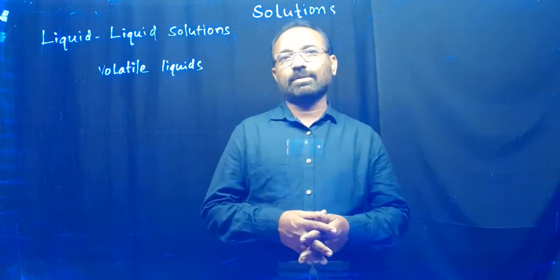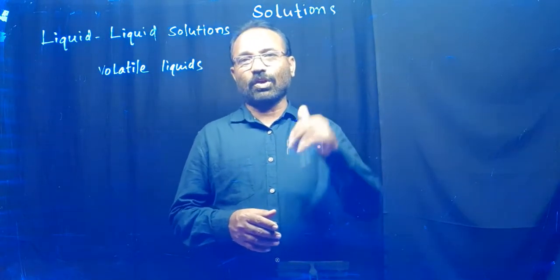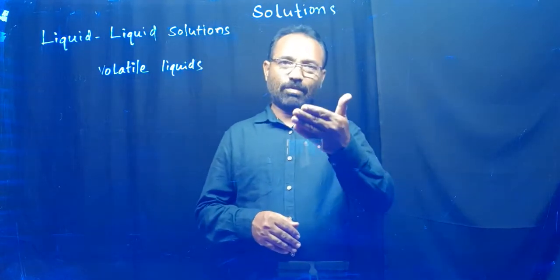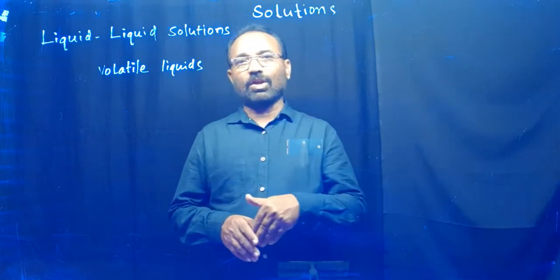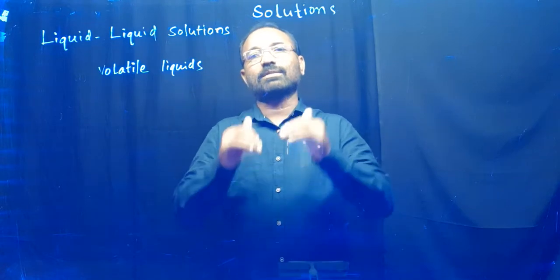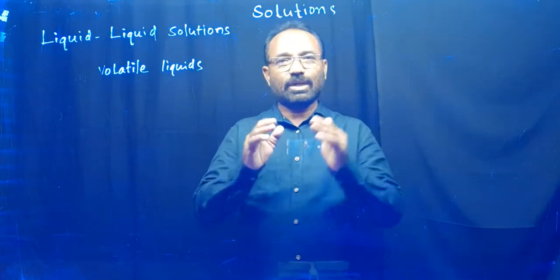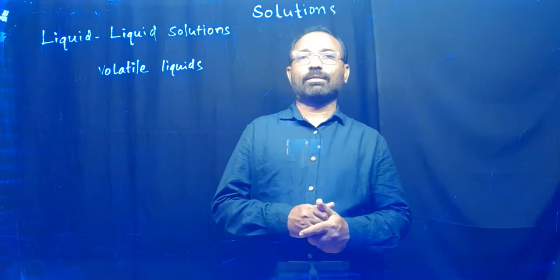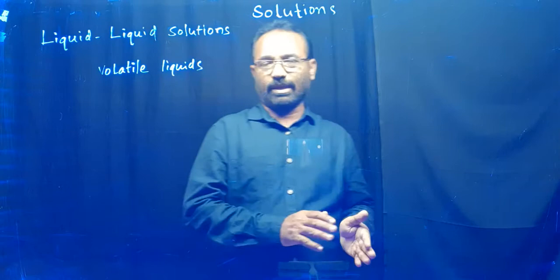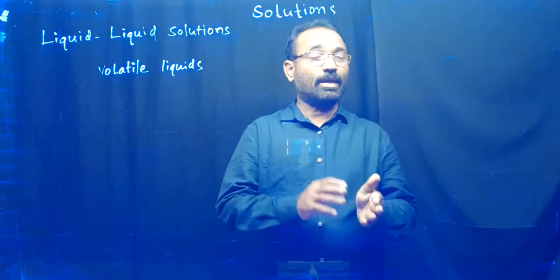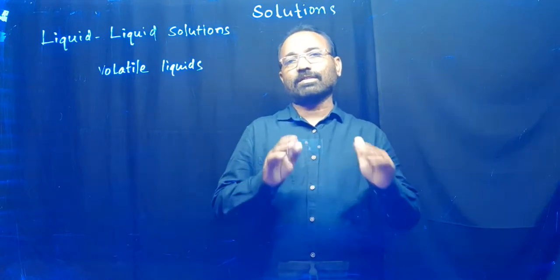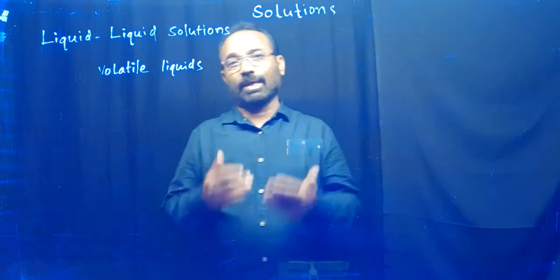After some time they reach equilibrium, which means the rate of evaporation equals the rate of condensation. That is called the equilibrium stage. At the equilibrium stage the system exerts some pressure. That pressure equals the sum of the partial pressures of component A and component B. Why is it equal to the sum of the partial pressures of component A and component B?